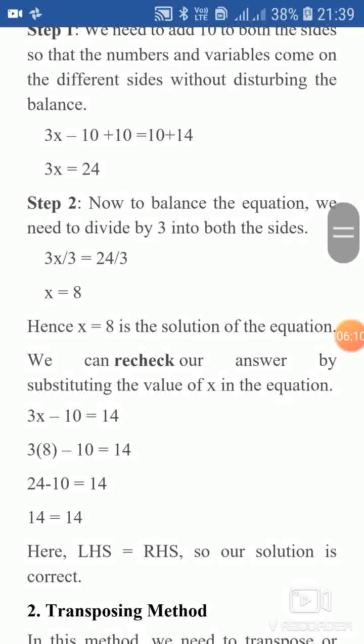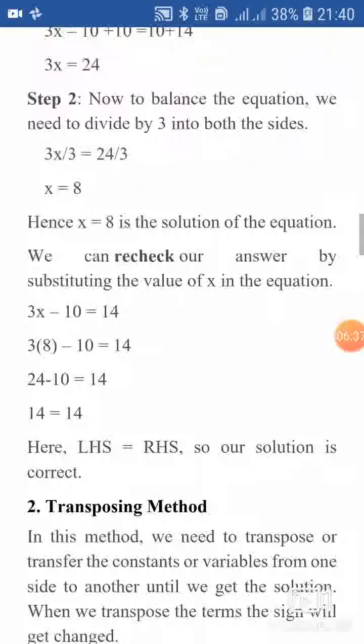Now, step 2. Now what is with the variable? 3. So we have to vanish the number 3. So to get rid of this, you have to divide the 3x term by 3. So when you divide on both the sides, you will get 24 upon 3 equals 8. Remember, whatever the operation you are doing, you have to do it on both sides in this method.